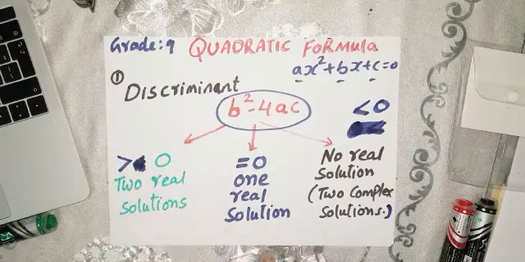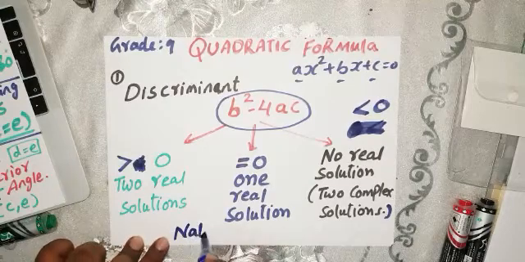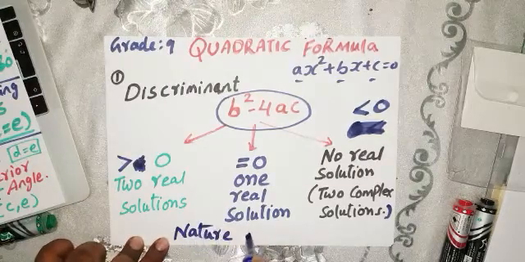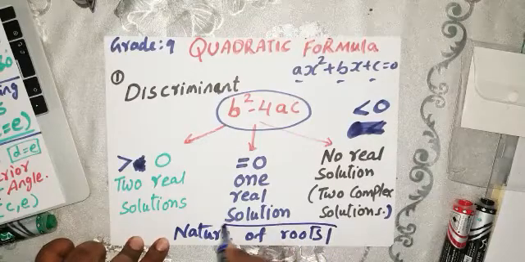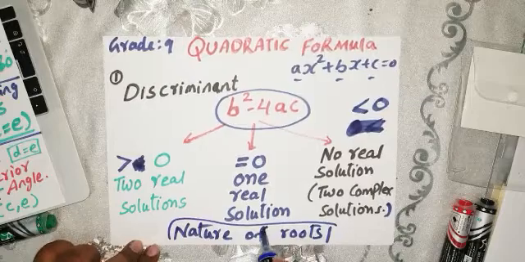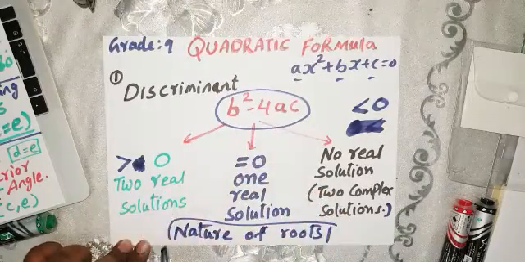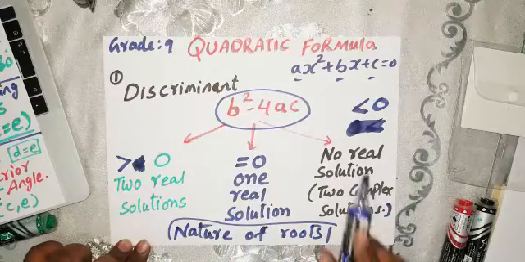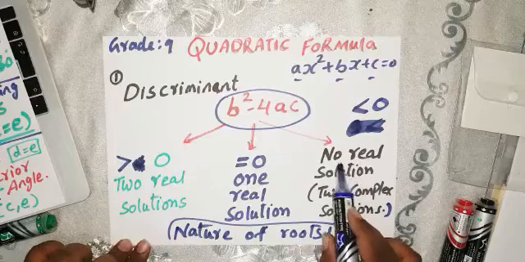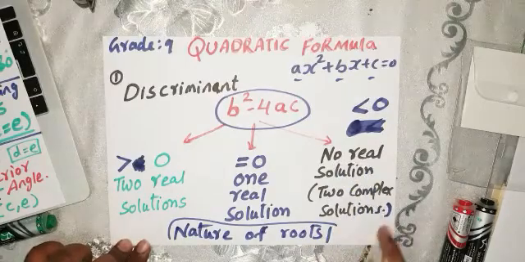The discriminant will not give you the solution, but it will give you the nature of roots. These are called the nature of roots. And what is the nature of roots? If the b square minus 4ac value is more than 0, two real solutions. Equal to 0, one real solution. If it is less than 0, then it is going to be no real solution or two complex solutions.